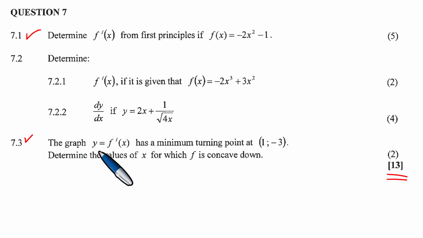The graph y equals f prime of x has a minimum turning point at the points (1, -3). Determine the values of x for which f is concave down. Right, it will be very interesting to see how well you can perform here. Let us see what you can do.